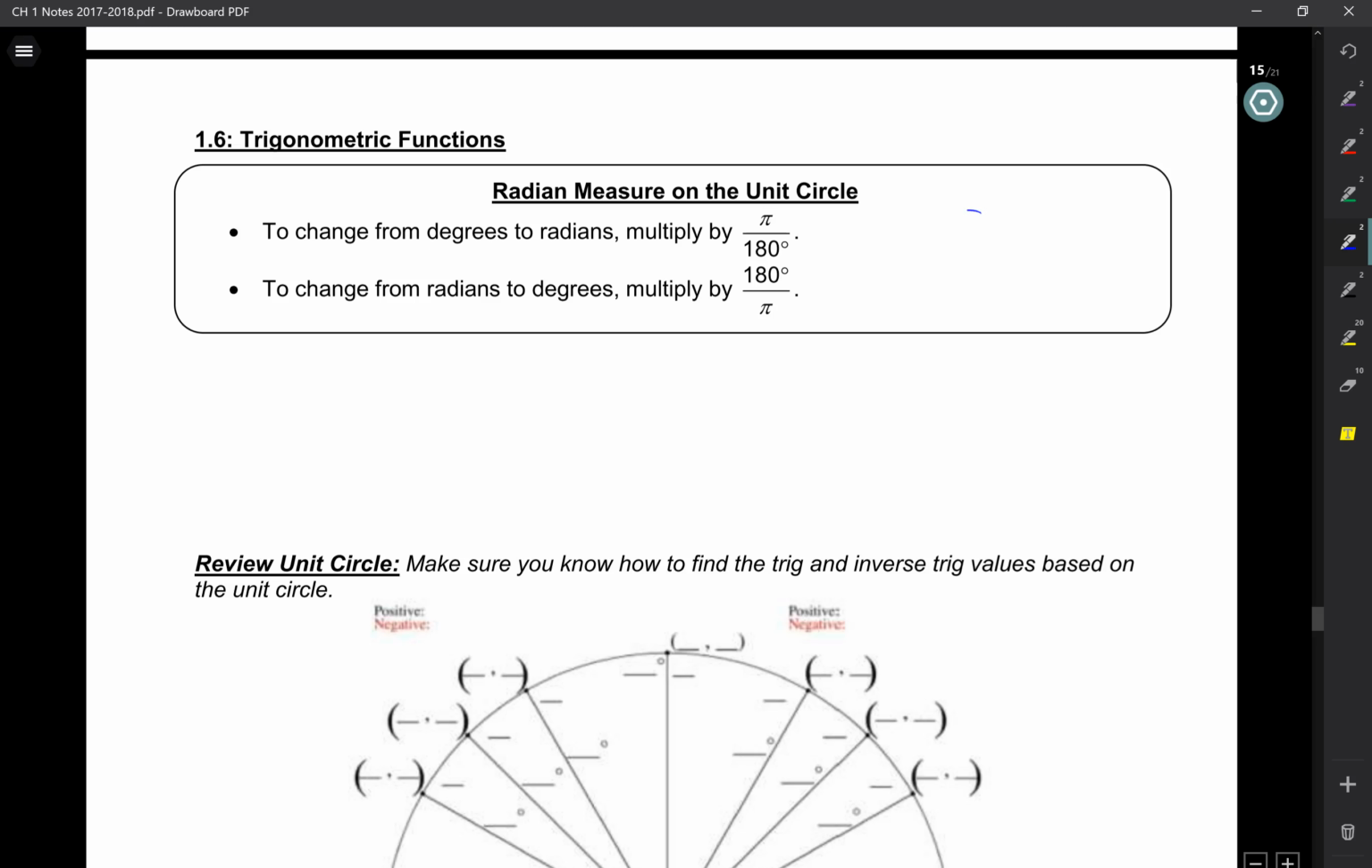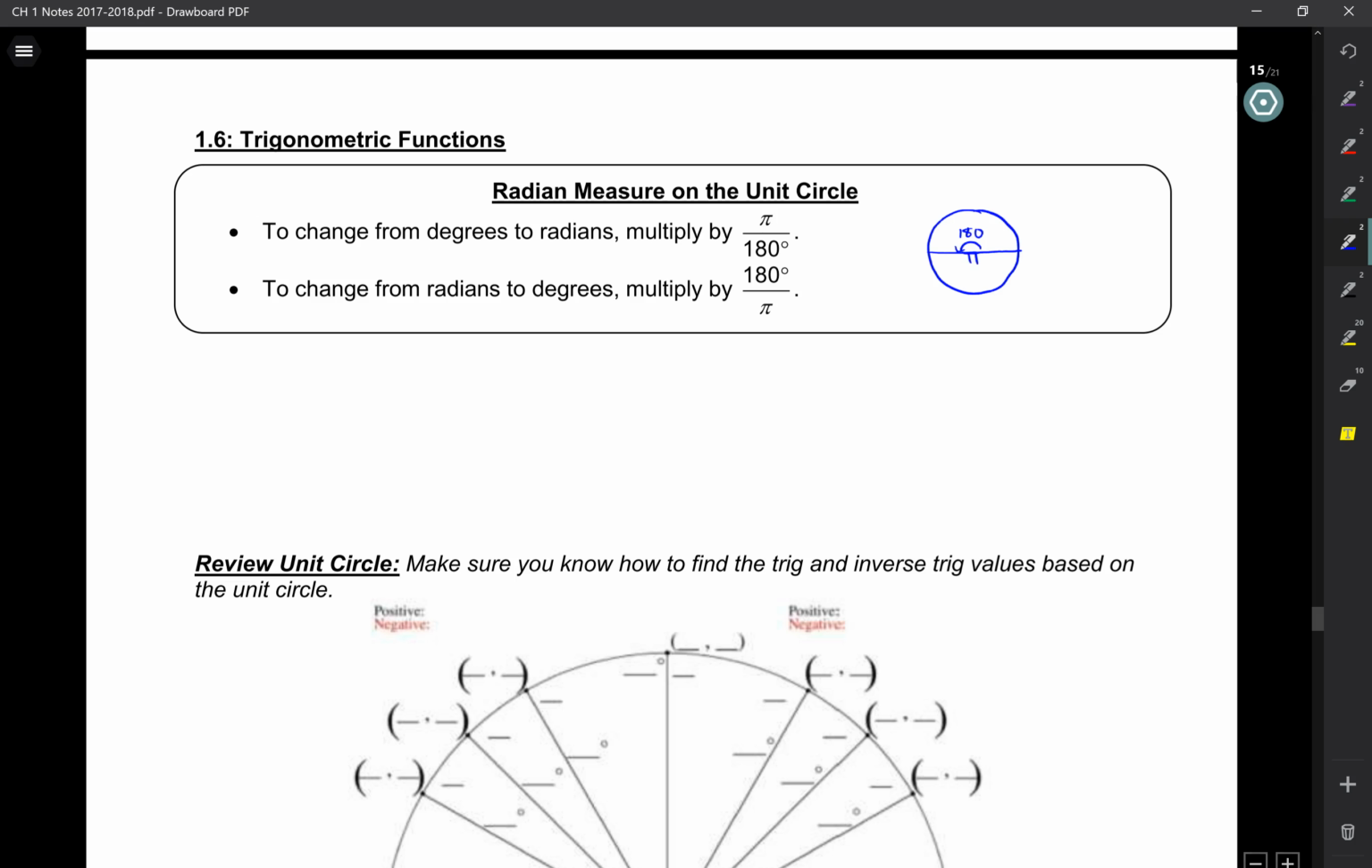So here's a circle. How many degrees to go around the full circle? 360. That means if I only go around half the circle, how many degrees is that? 180. Now, in radians, how many pi is the full circle? 2 pi. So if I only go half the circle, it's 1 pi.